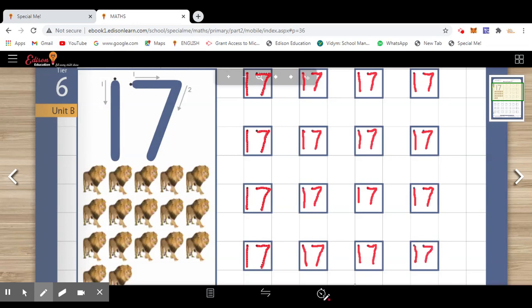Okay, students, so this way you have to practice writing number 17 again and again. Is it clear to you? Good. And now our session is over.